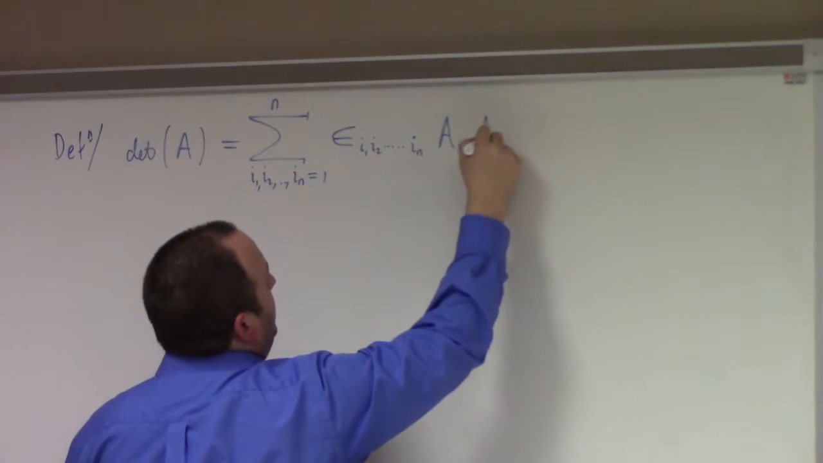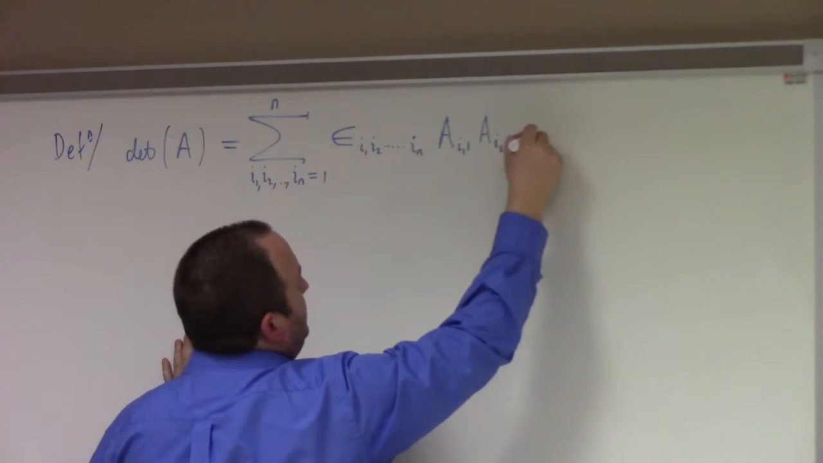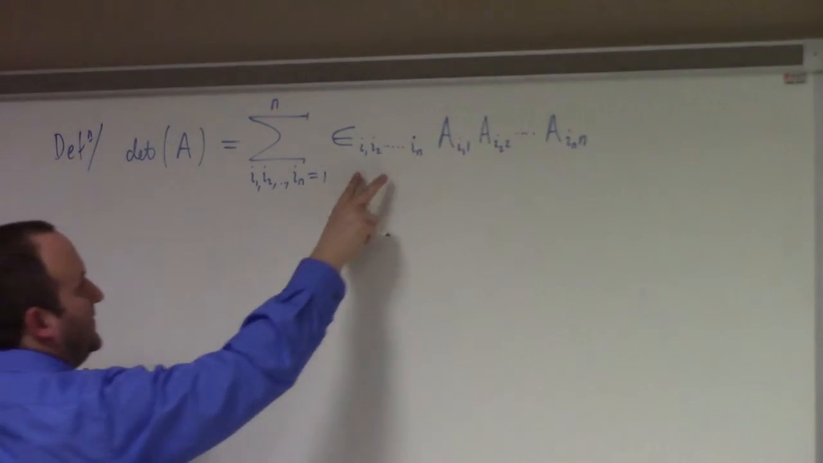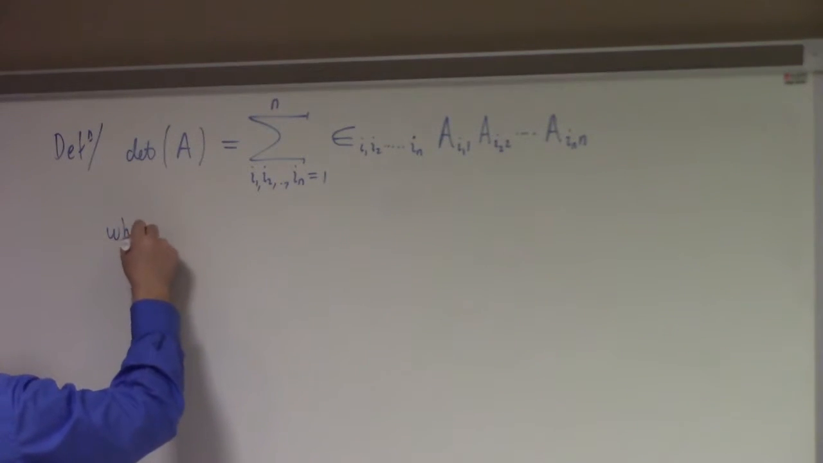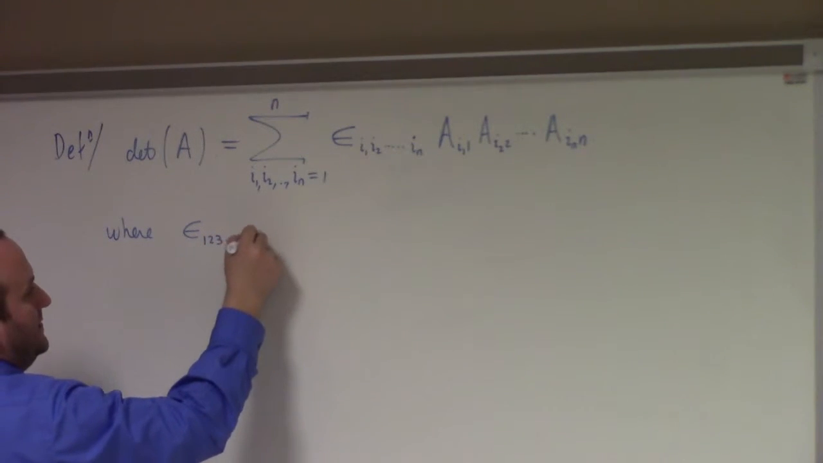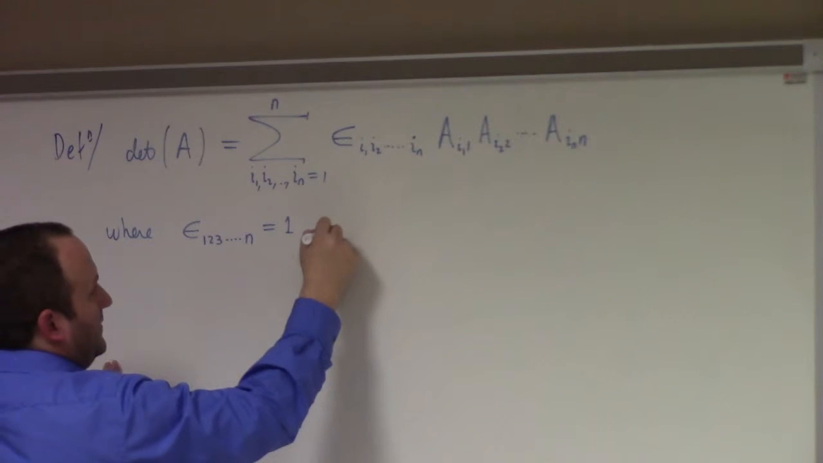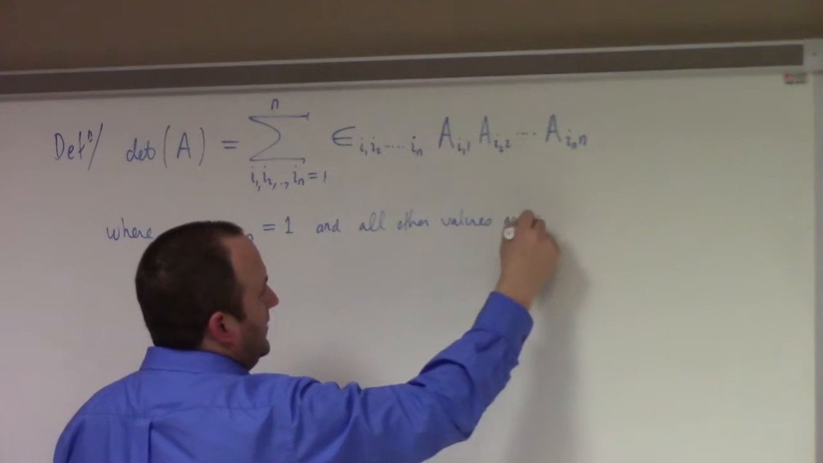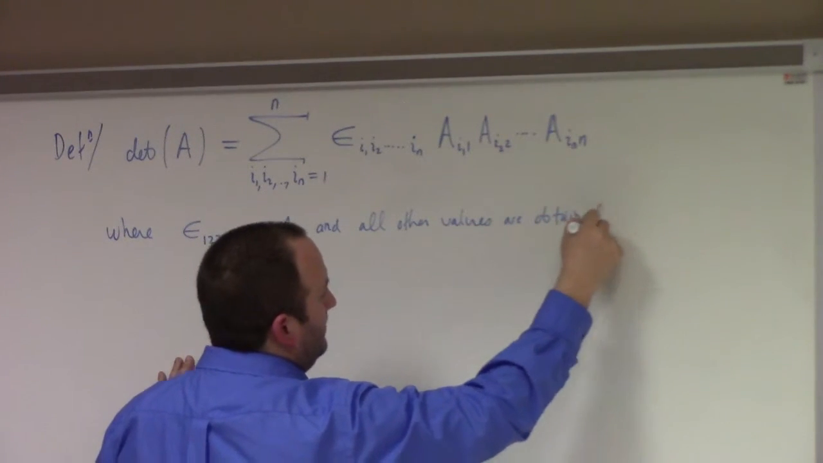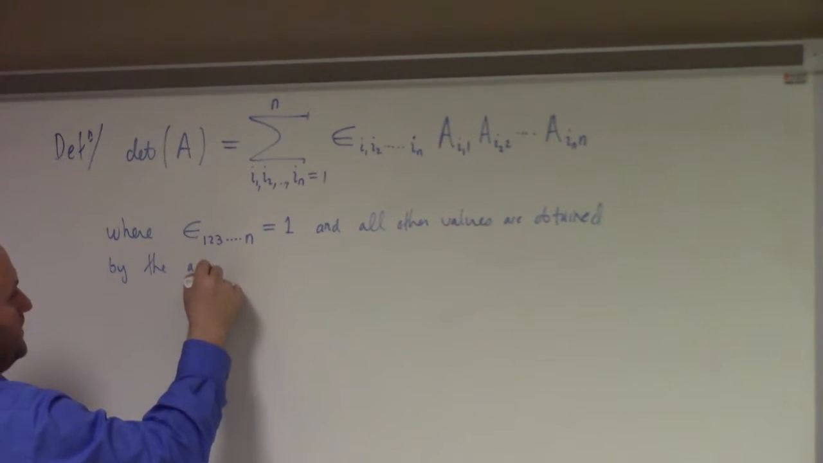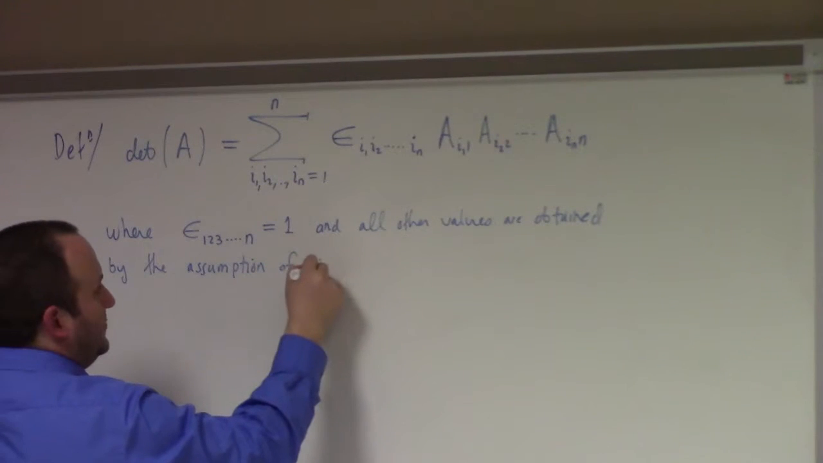And then what I do is I have A_{I1,1}, A_{I2,2}, ..., A_{In,n}. This epsilon symbol, epsilon 1, 2, 3, ..., n is equal to 1, and all other values are obtained by the assumption of complete antisymmetry.